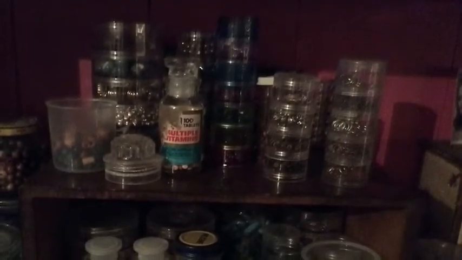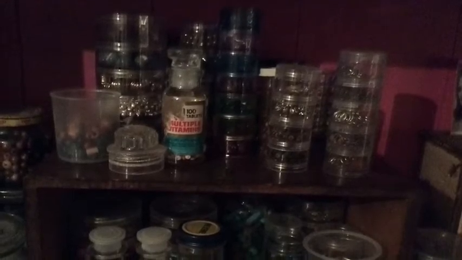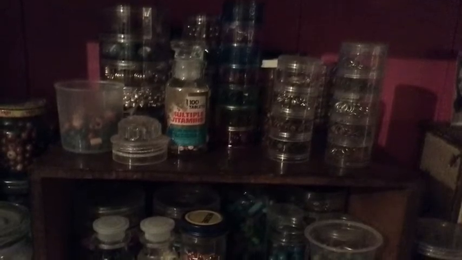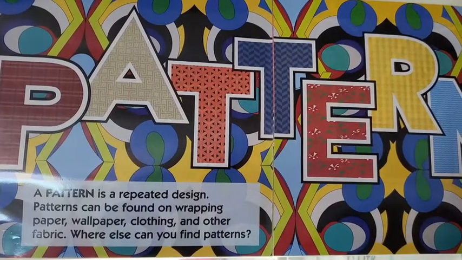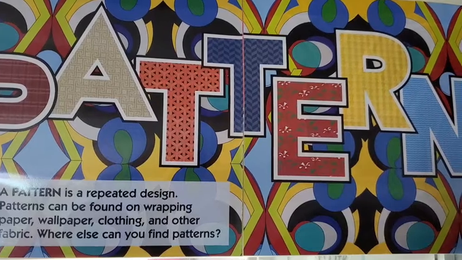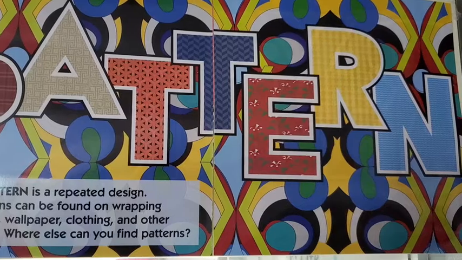Opposite of that is asymmetrical balance, like these bead containers that I use for making jewelry. None of them are really standing apart from each other, so it's still balanced, but they're all different sizes. Pattern. A pattern is a repeated design. Patterns can be found on wrapping paper, wallpaper, clothing, and other fabric. Look at these colorful patterns that I have on clothing in my costume closet.